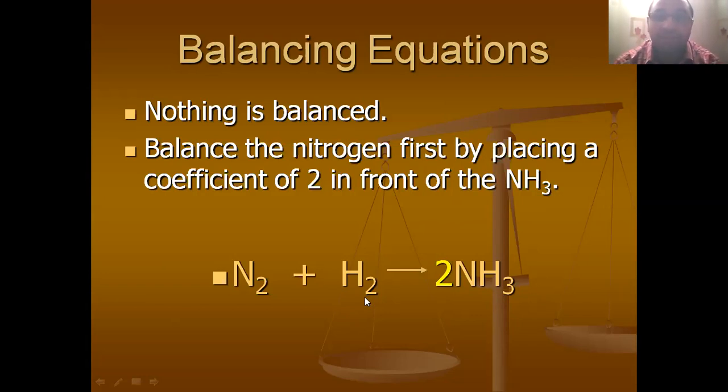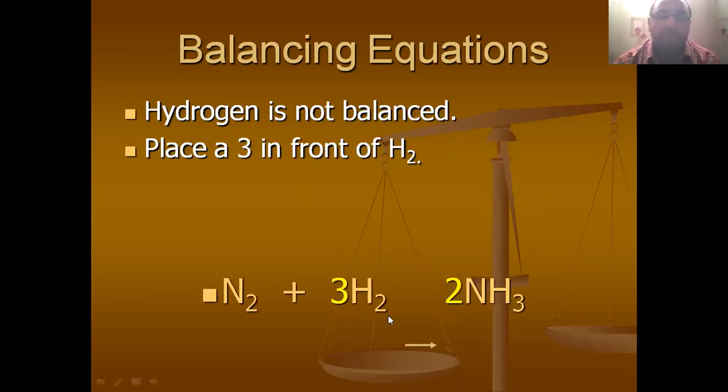What's the number we can multiply with 2? It will be 3. So putting 3 in front of H2, it will be 3H2. N2 plus 3H2 gives 2NH3. This is the balanced equation.